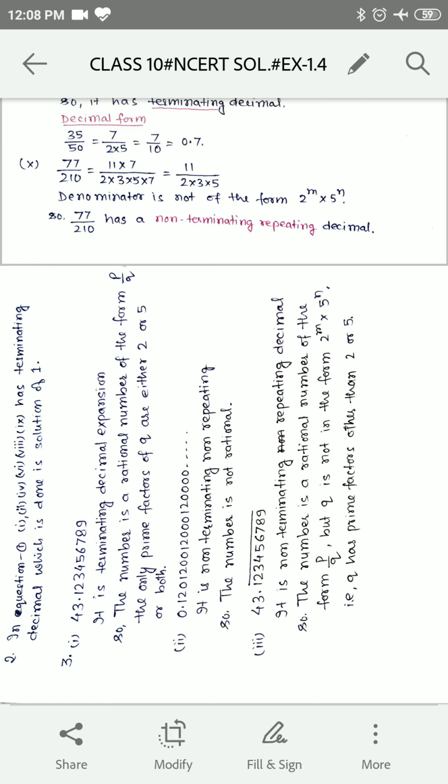43.123456789 with a bar. After the decimal, 1 2 3 4 5 6 7 8 9 has a bar, so it is a non-terminating repeating decimal. So it is a rational number and it can be written in the form p by q, but here q is not in the form 2 power m 5 power n, because if it were in the form 2 power m 5 power n, we would get a terminating decimal, not a non-terminating repeating one. So q has a prime factor other than 2 or 5.